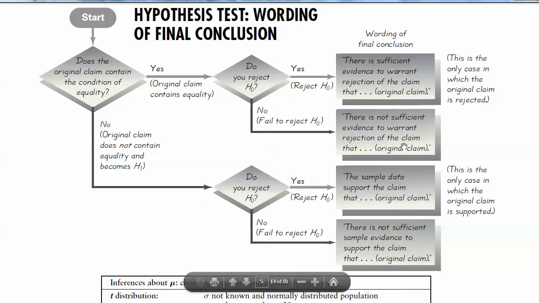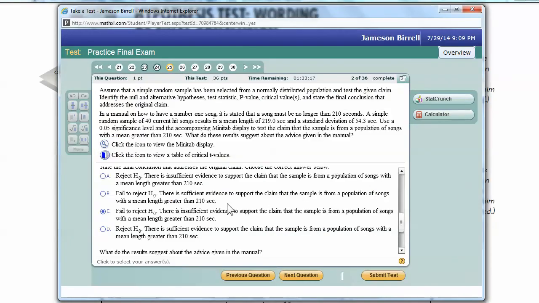Yeah, we should end up right here. There is not sufficient evidence to reject the claim, which isn't actually saying support. But it looks like they're only giving us that wording. There is sufficient evidence to support. That's all they give us. So I'm going to have to go with that.